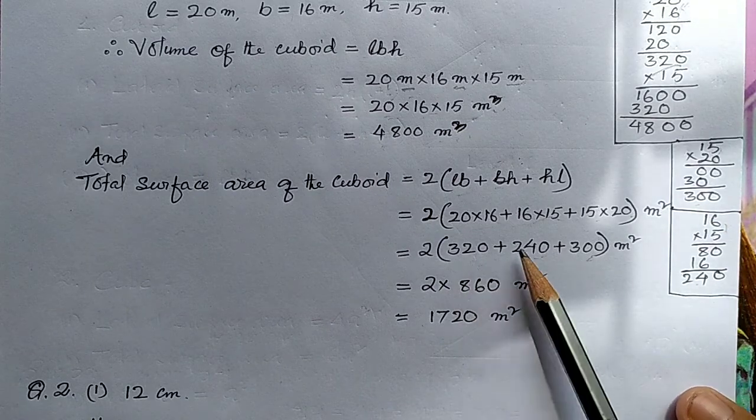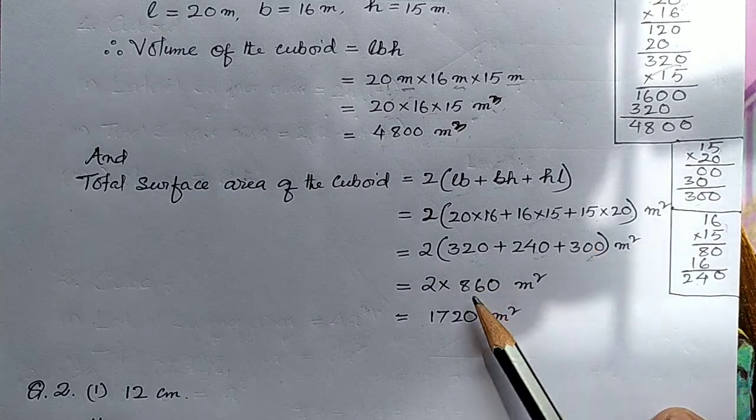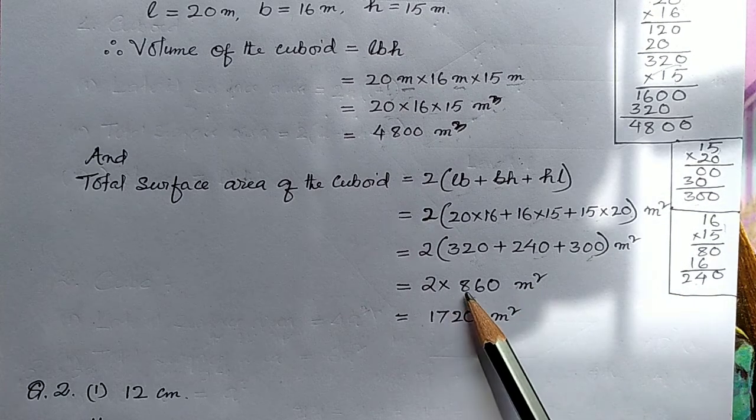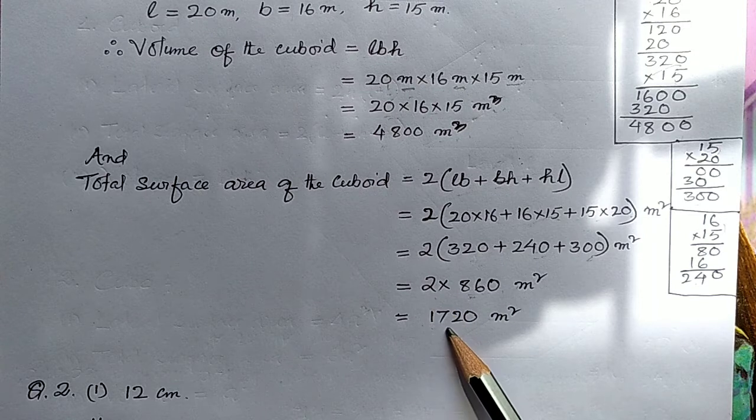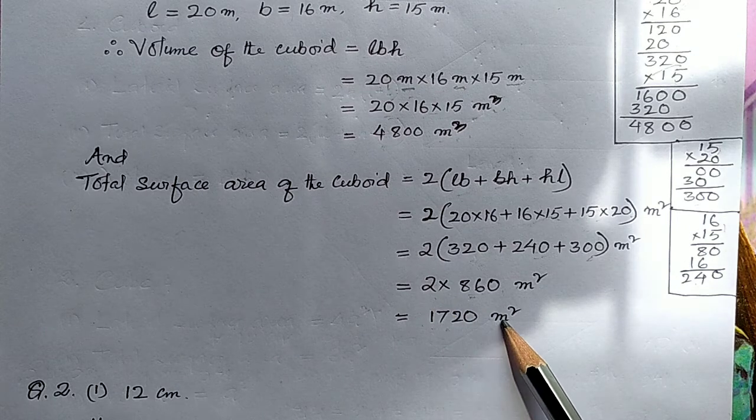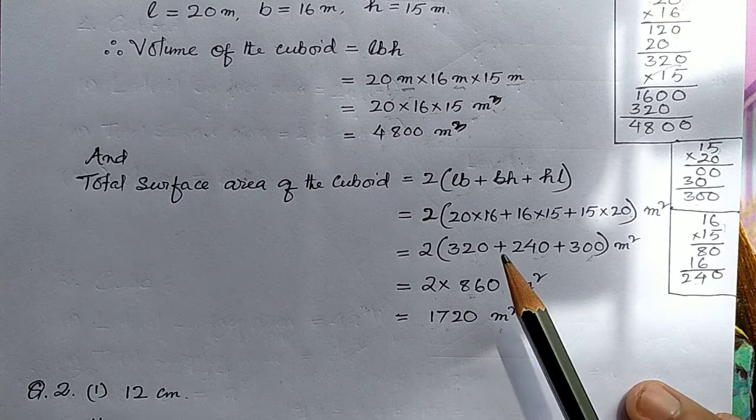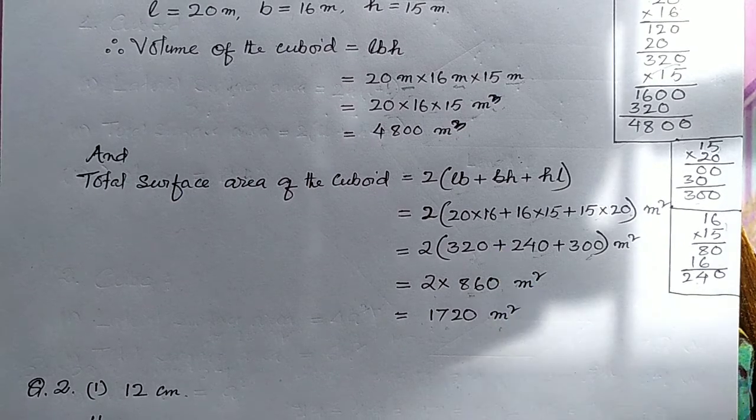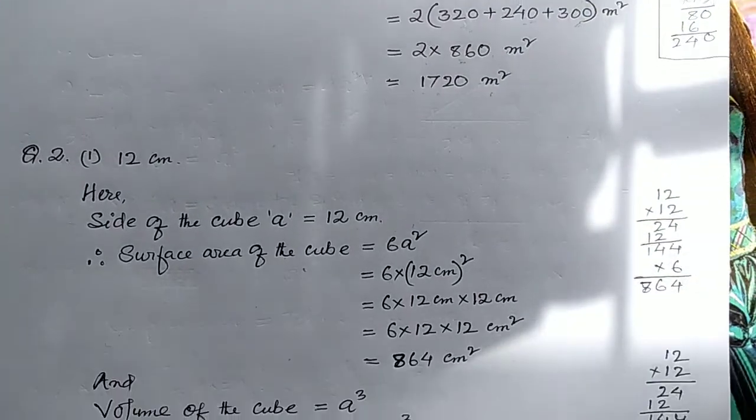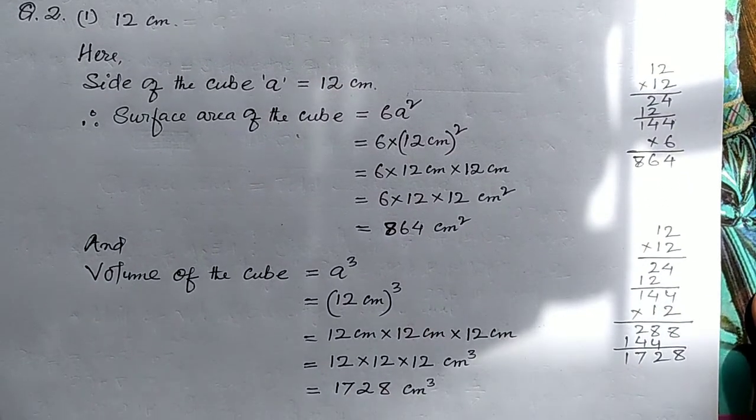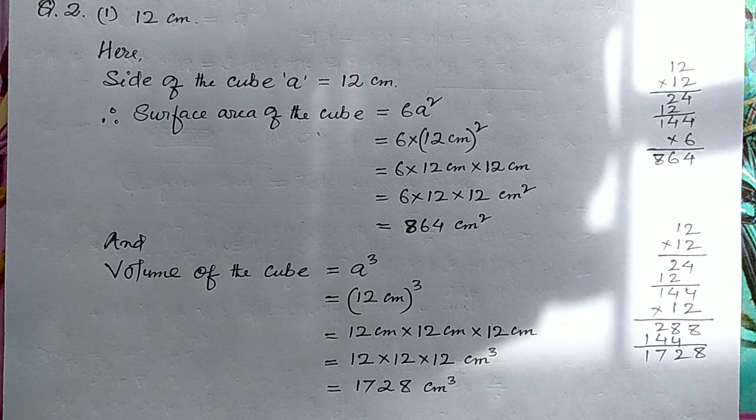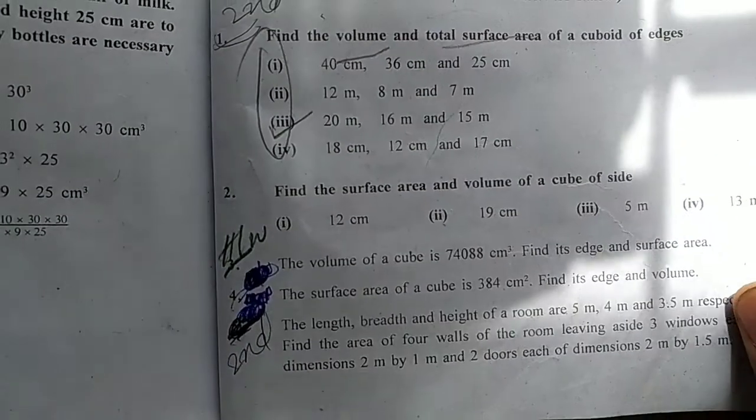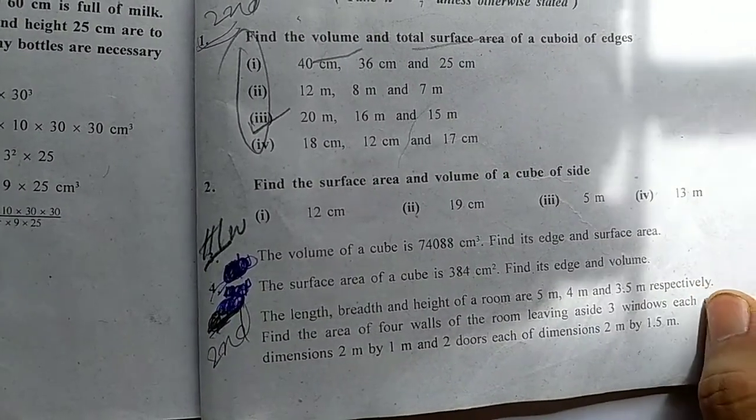Then the next step, we add these three numbers inside the bracket. We get 860. Multiplying this sum 860 by 2, we get 1720 meter square, which is the total surface area of the given cuboid. Again, let's move to the next question, number 2. Question number 2 is to find the surface area and volume of a cube.